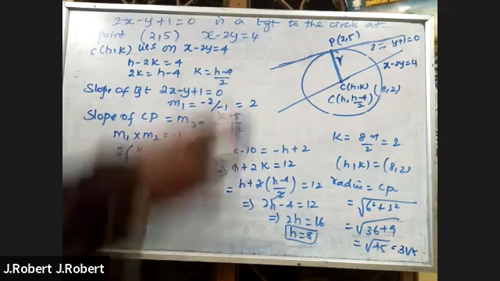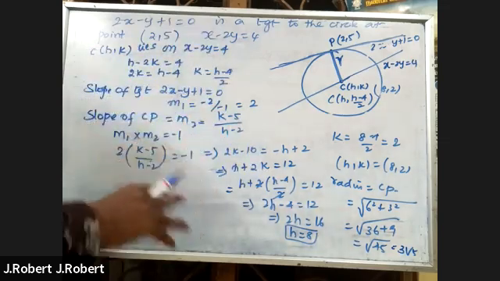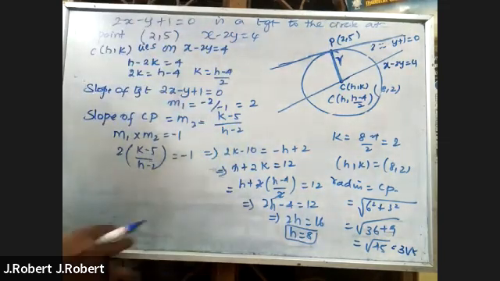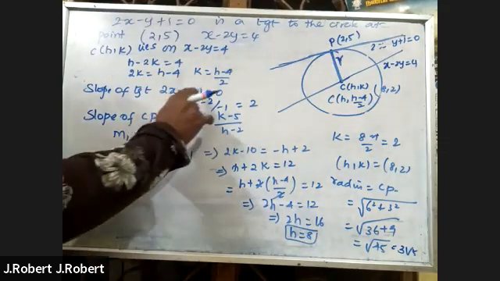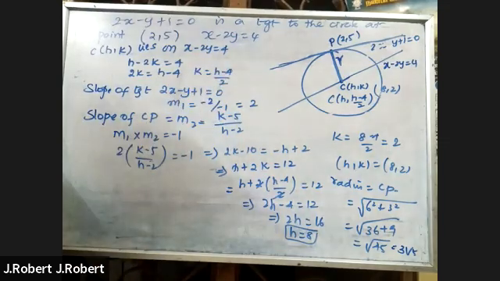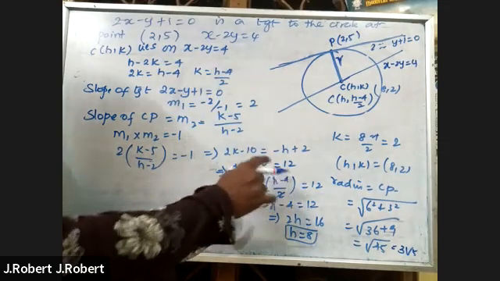But according to the diagram, we can see that the tangent and the normal are perpendicular to each other. Therefore, find the slope of the tangent 2x minus y plus 1 equals 0, that is 2, say m1. Find the slope of CP, that is m2, using the two-point formula: k minus 5 divided by h minus 2. If two lines are perpendicular, the product of the slopes equals -1. Therefore 2 into k minus 5 divided by h minus 2 equals -1. Simplifying, we get h plus 2k equals 12.